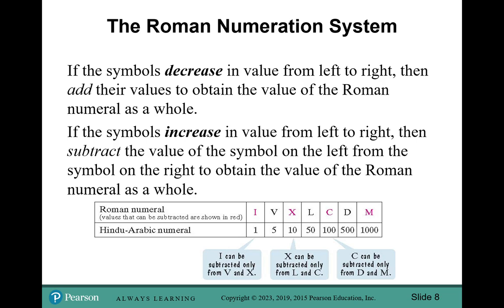So, if we're looking here at our setup, you can tell that some of these Roman numerals are highlighted. These are values that can be subtracted, shown in red. I can be subtracted only from V and X. X can be subtracted only from L and C. And C can be subtracted only from D and M. So basically we can subtract I from values of 5 or 10, X from values of 50 or 100, or C from values of 500 or 1,000.